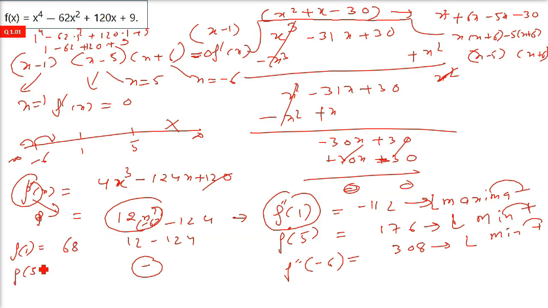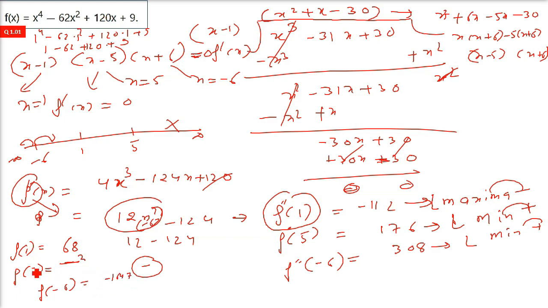Same way, we'll place 5 here. So in the place of x, we are placing 5. 5 to the power 4 minus 62 into 5 squared plus 120 into 5 plus 9. And that will give you a negative value, because these are the values which are coming from the original equation. Please remember, f dash x and f double dash x were just to check for the local maxima and minima, but we have to find out the value of the function also.